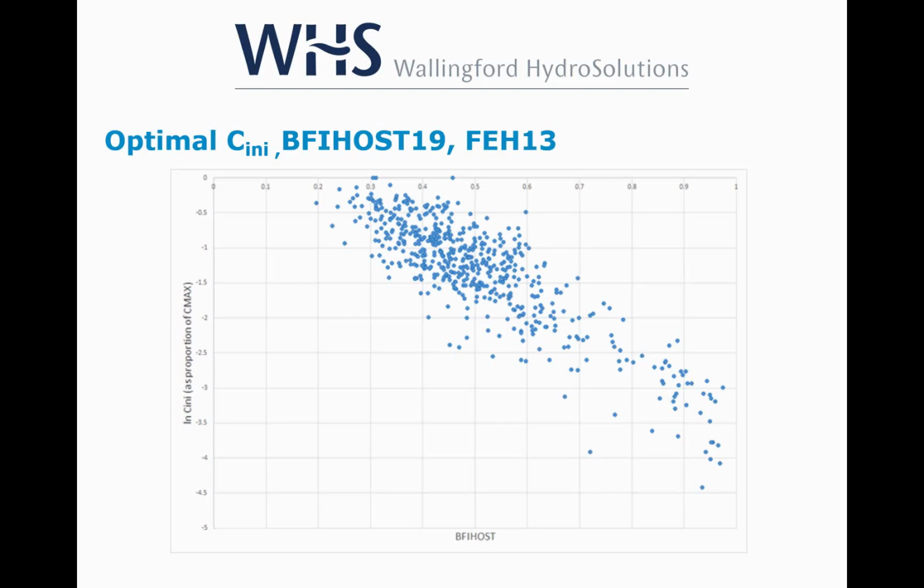So how do we estimate what that optimal C-INI value should be? Well, we've taken a number of the NRFA peak flow dataset catchments, we've estimated the QMED and said what's the ideal C-INI that we need in order to be able to best estimate that QMED value using our BFIHOST19 and our FEH13 rainfall model. And this is a relationship that we get with our BFIHOST. So that's how we've estimated the C-INI value.